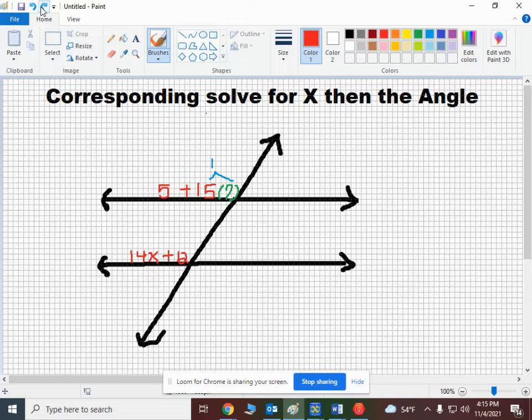So 15 times 7 is 105. Then the last thing I'll do is I'll add 5 to 105, and I'll get 110. And so I know that this angle is 110 degrees.